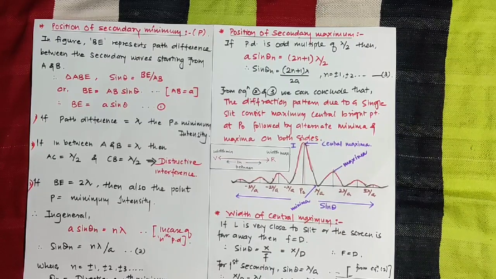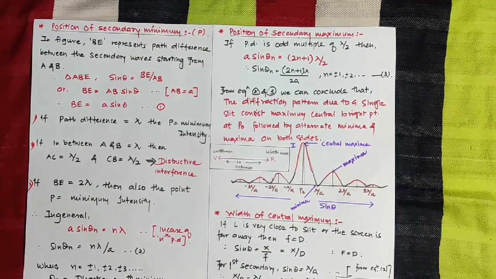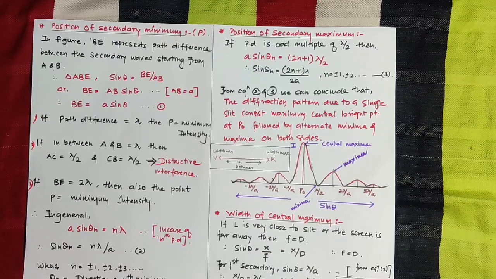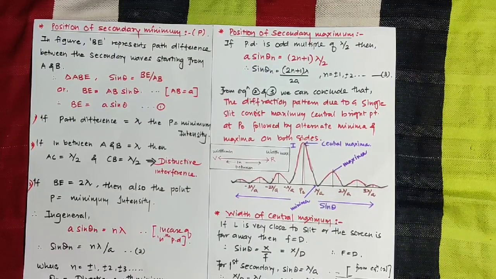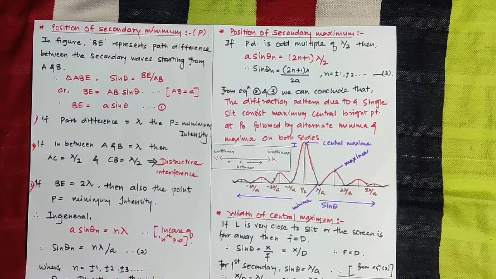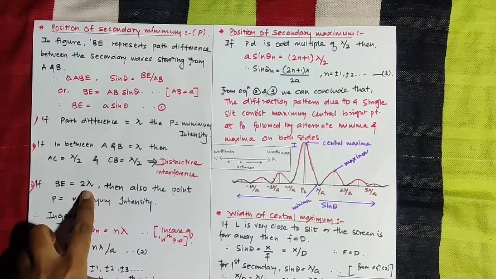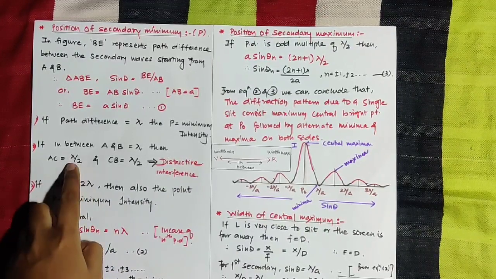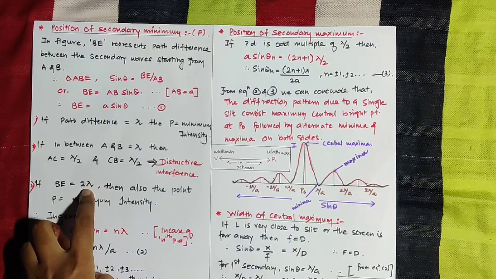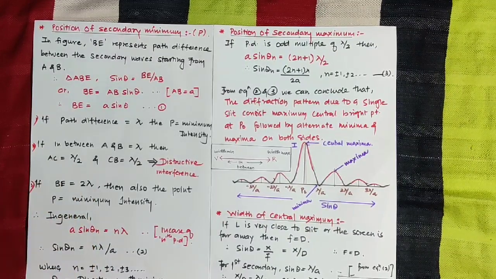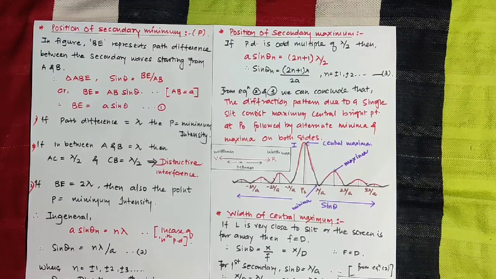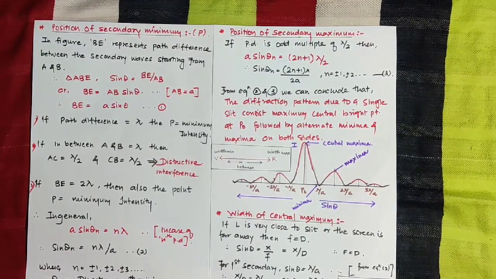And the third case, if BE is equal to 2 lambda. That means the path difference is equal to double the wavelength of light. Then what will happen? Then also the point P is what? Minimum intensity. Why? Because if AB we represent as lambda, BE we represent as 2 lambda, and AC is equal to lambda by 2. So lambda by 2 into 2 lambda, the 2s get cancelled, you get lambda square, and that is nothing but what? Either intensity is maximum or intensity is minimum, but the wavelength of light is double. Because of that, we can say that the point P has minimum intensity.